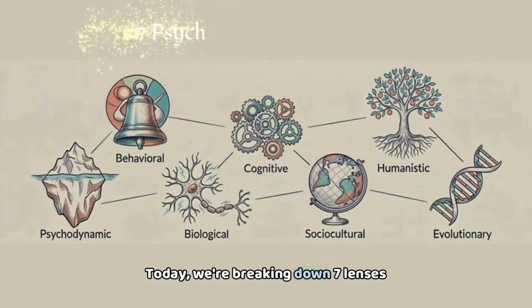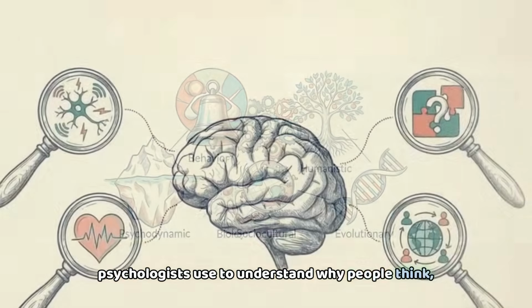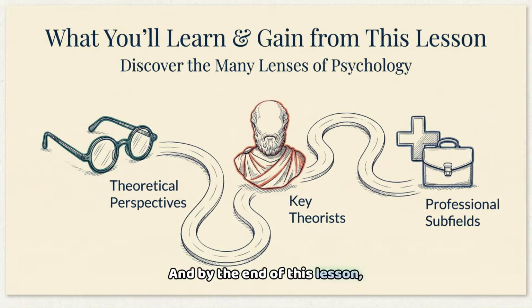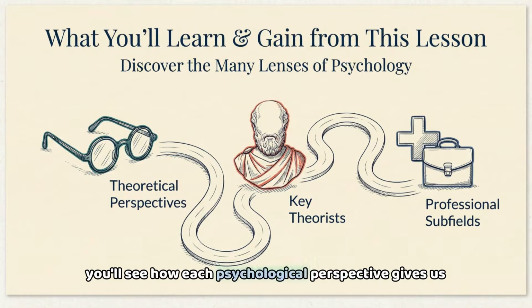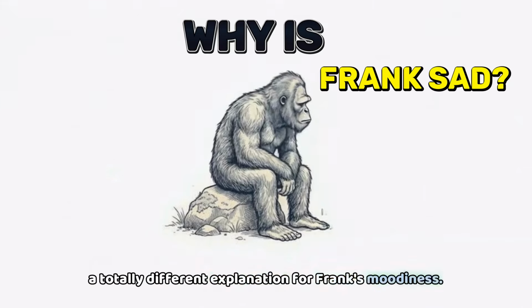Today, we're breaking down 7 lenses psychologists use to understand why people think, feel, and behave as they do. And by the end of this lesson, you'll see how each psychological perspective gives us a totally different explanation for Frank's moodiness. Let's get into it.